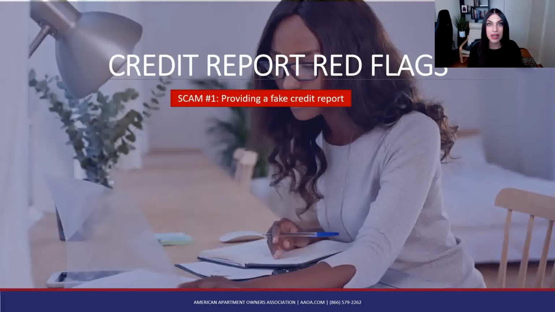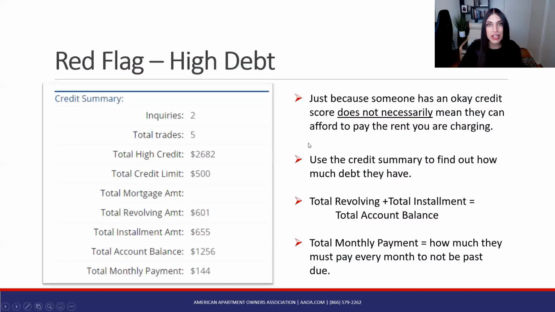And the reason why is because it is way too easy to just change a little number in Microsoft Paint. You don't need to be advanced or use Adobe, and just change the score a little bit, or delete that bankruptcy or that collection that they don't want you to see, right? So it's very important to have it still from the source, even if it's out of your own pocket. All right, so what is a main red flag? First red flag I would say is high debt.